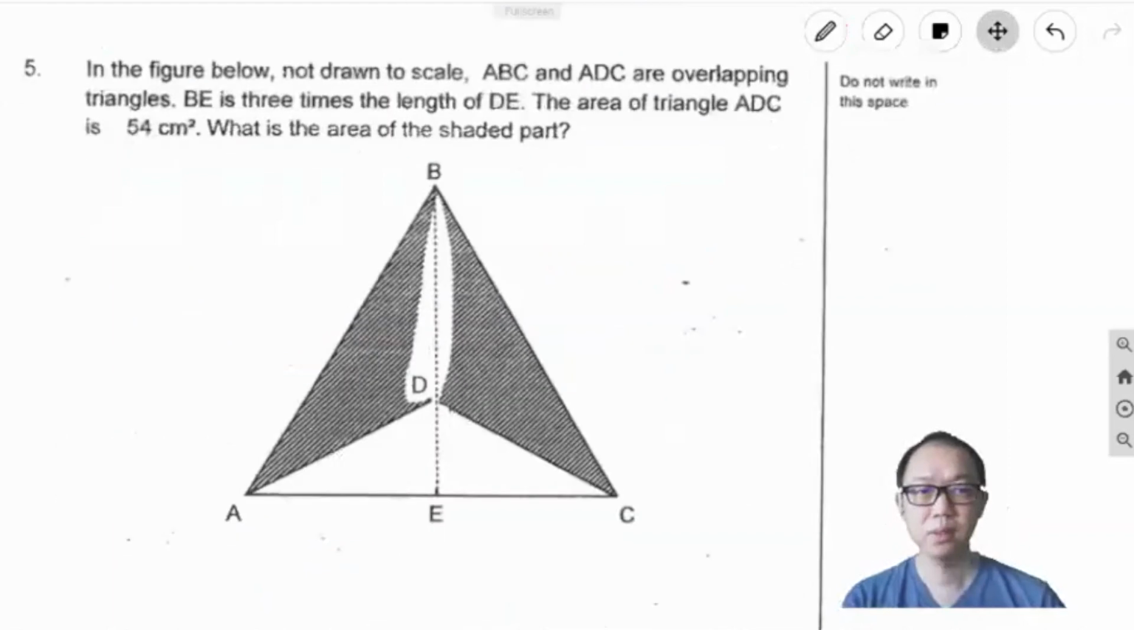Okay, so this is area. It's not volume, right? This is area. So we can do this question. It's tested.